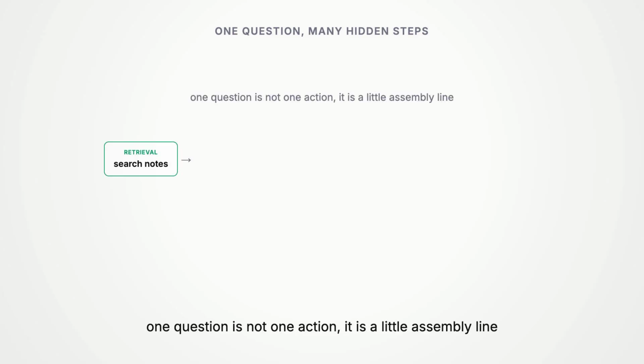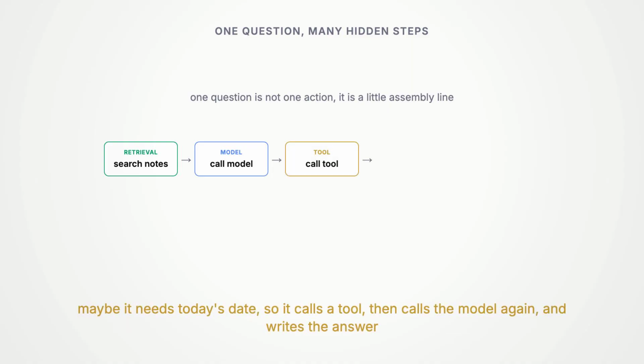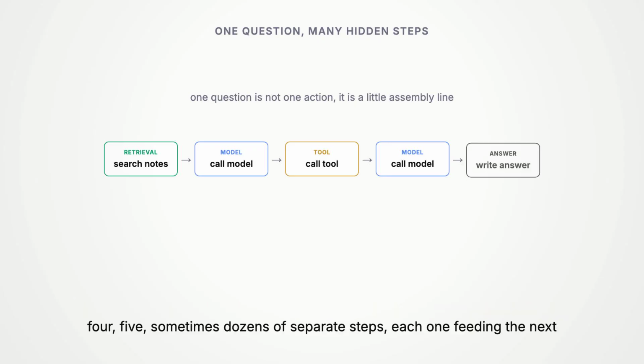You look. So let us really look at what is hiding inside that box, because the reason this is so hard is that there is no single thing in there. When you ask your agent one question, it is not one action. It is a little assembly line. First, it takes your question and searches your notes to find the relevant ones. That is retrieval. Then it reads what came back and decides what to do. That is a call to the model. Maybe it decides it needs today's date, so it calls a tool. It reads that result, calls the model again, and finally writes the answer. 4, 5, sometimes dozens of separate steps, each one feeding the next.